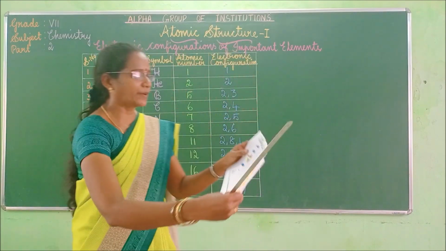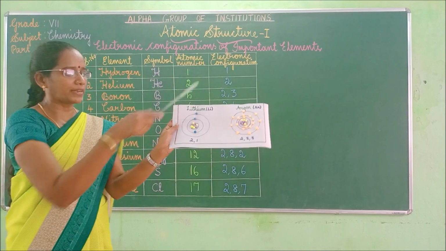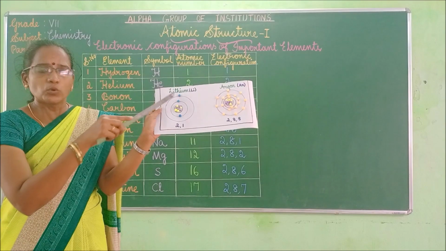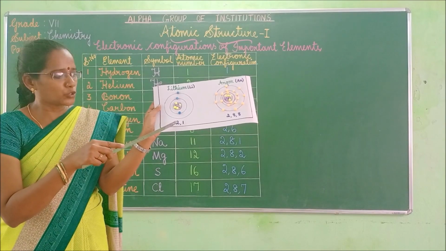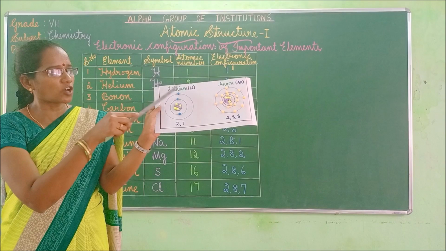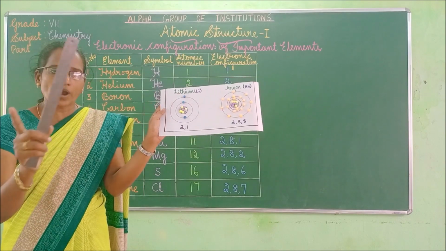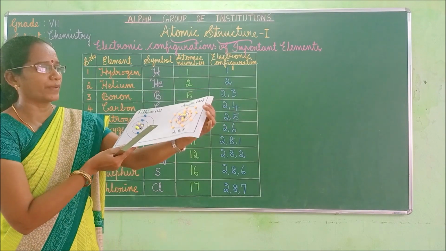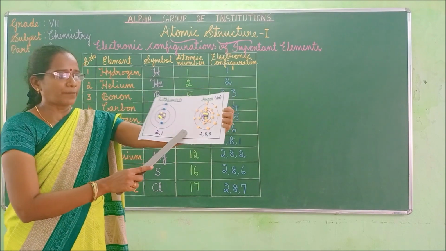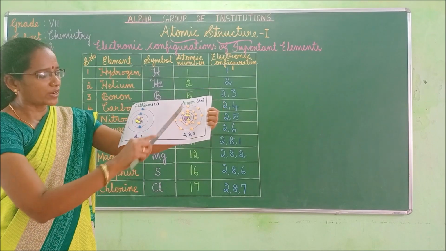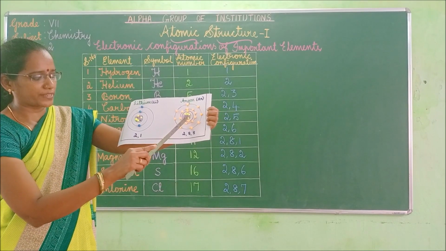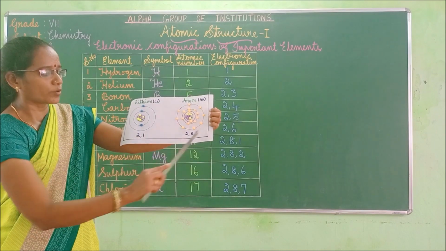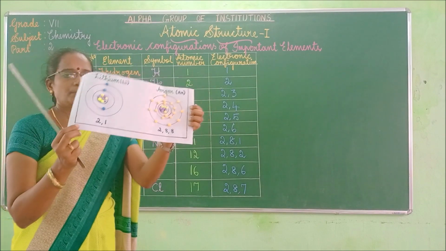Next one is the lithium atom. For lithium, the atomic number is 3. In the first orbit 2 electrons are present, and in the outermost orbit how many electrons are present? Only 1 electron. So 2, 1. Next one is the argon element. Its atomic number is 18. In the first orbit 2 electrons are present, in the second orbit 8 electrons are present, and in the outermost orbit 8 electrons are present.